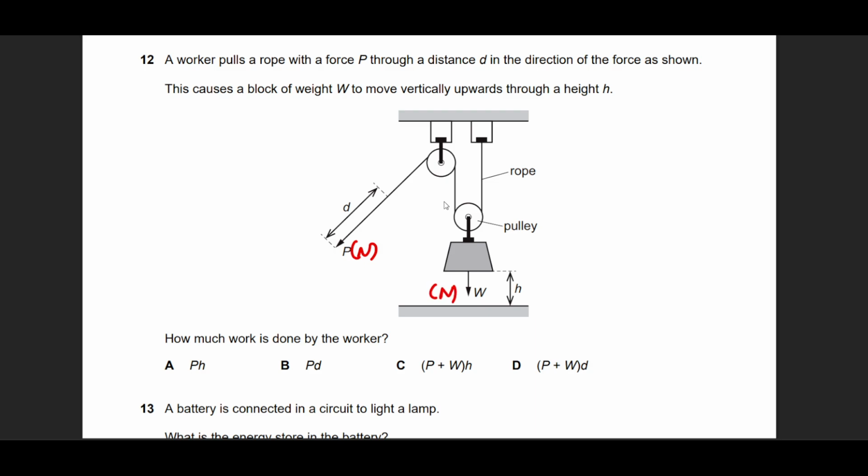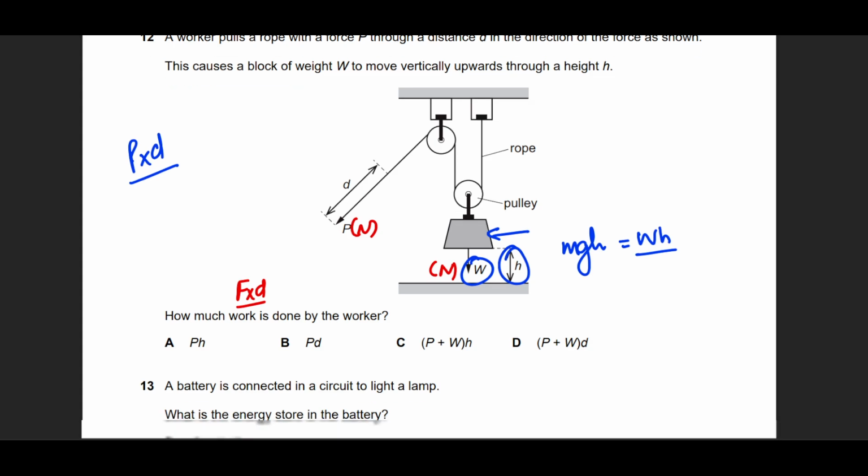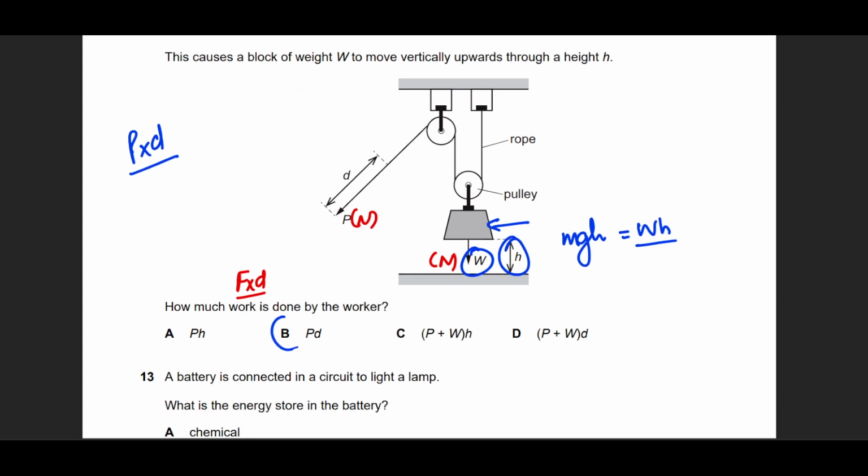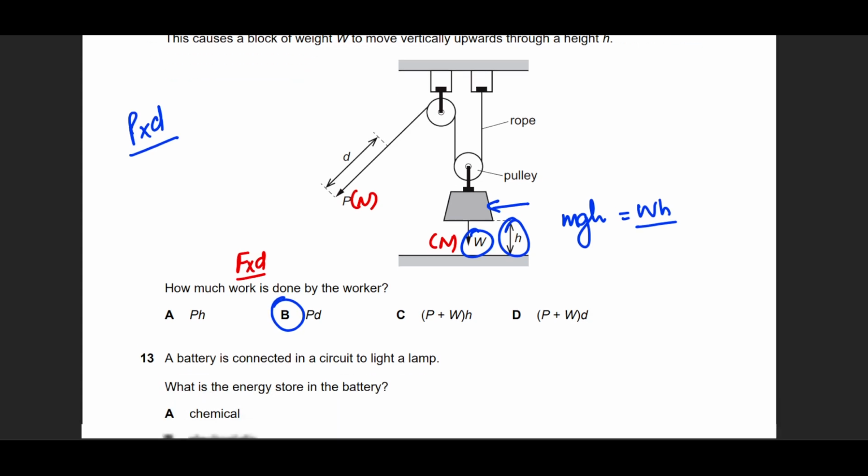Now, since we want to find the work done, that should be force into distance, with force and distance in the same direction. So ideally, if everything is frictionless and the amount of work done is equal to the amount of energy gained by this object, then it could have been P multiplied by D, force into distance, and weight, force multiplied by this distance, which is effectively gravitational potential energy, mgh, so that will be WH. As WH is not given in the answers, we have to choose option B, okay?